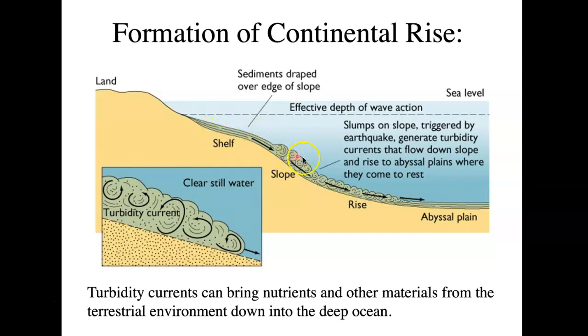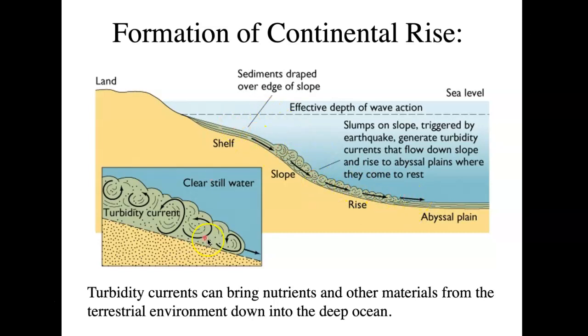And as these sediments move down the slope, they generate what are called turbidity currents. They'll flow in this kind of circular motion down the slope and then gently fall at the bottom and kind of rise into the abyssal plain, where they come to a rest.